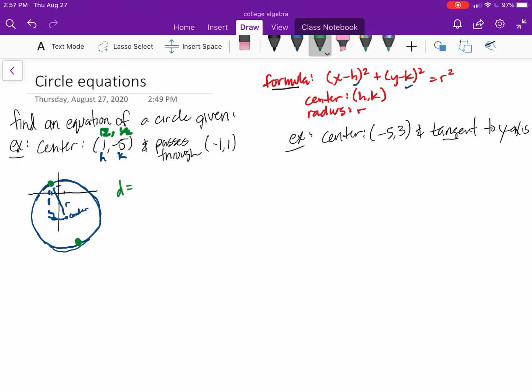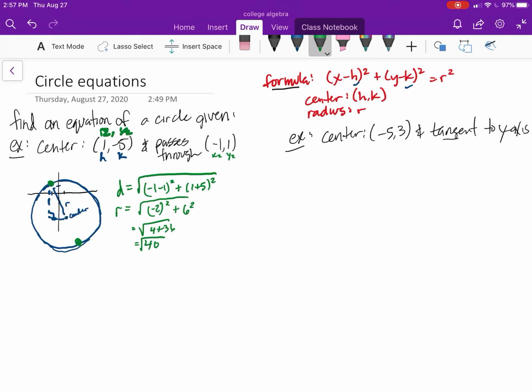Anyways, distance formula. Subtract our x's. It doesn't really matter the order. I'll call this one x2. So -1 subtract 1, squared, plus, I'll call this one y2, 1 minus a -5, so 1 plus 5, squared. So that distance, or the radius that we get, is equal to the square root of, let's see, -2 squared plus 6 squared. So we get 4 plus 36, which is 40.